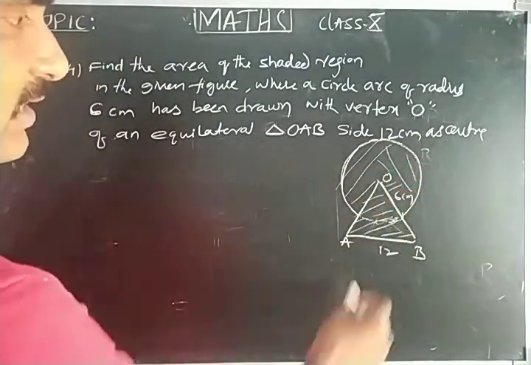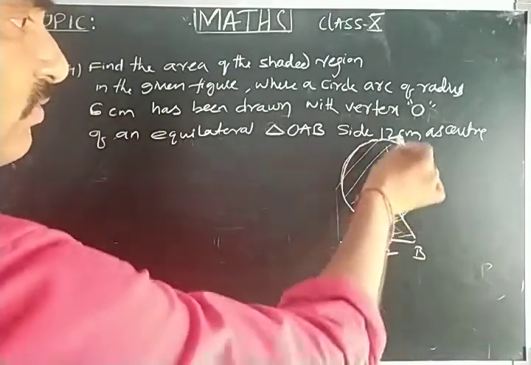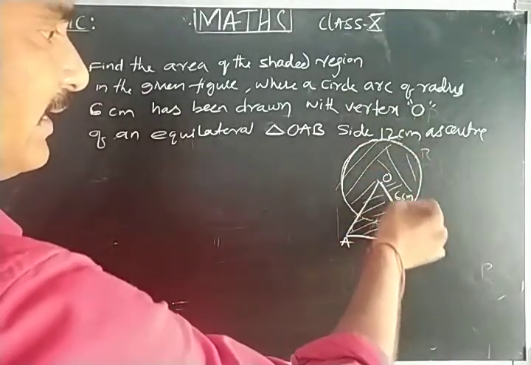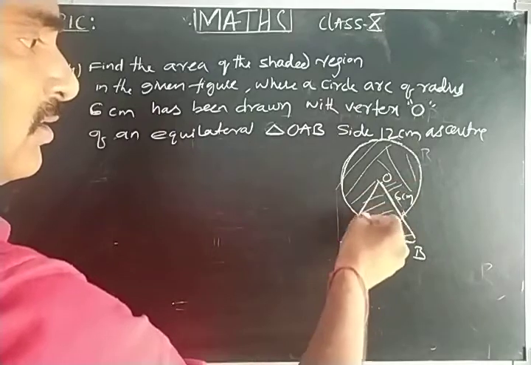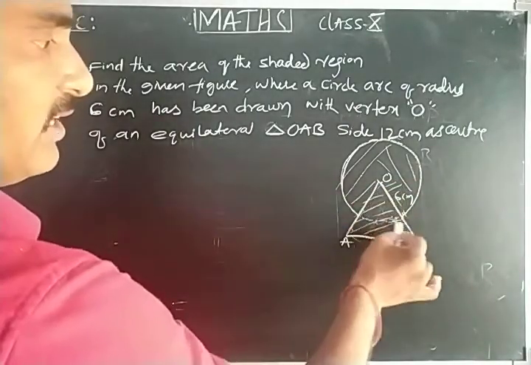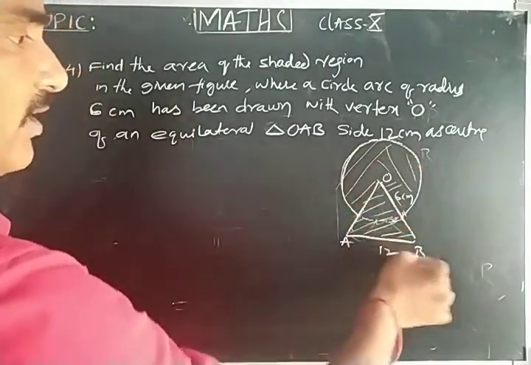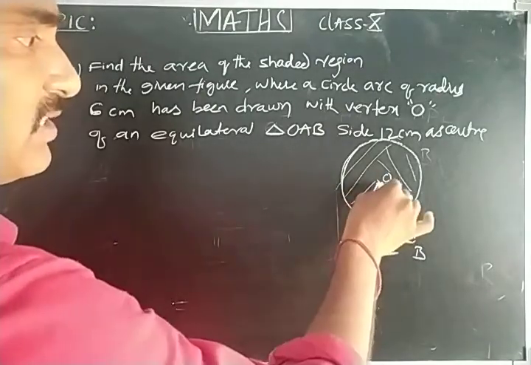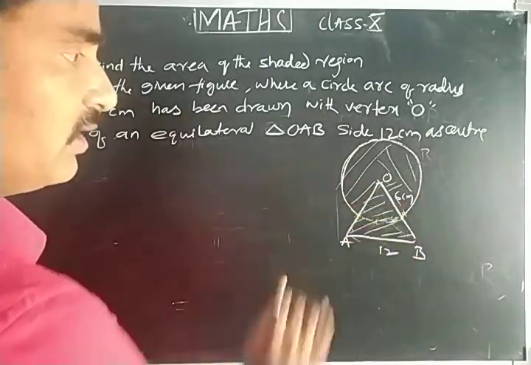To find shaded region, first I will find the total circle area and the total triangle area. When we add circle area and triangle area, this area we are adding twice. So only one time we need this area. So I will add them, and from that sum I will subtract one time this sector area. This is the sector. Observe the figure, sector area.